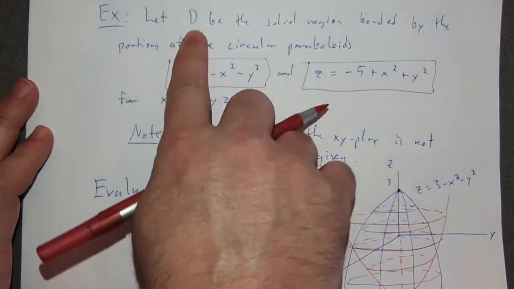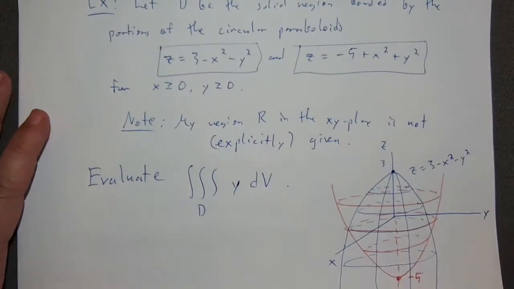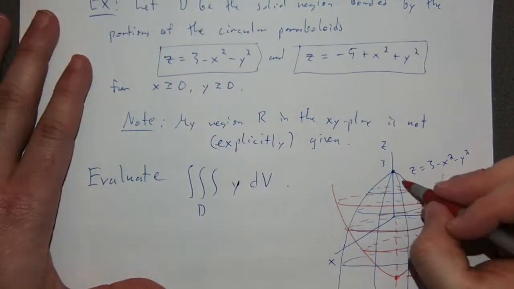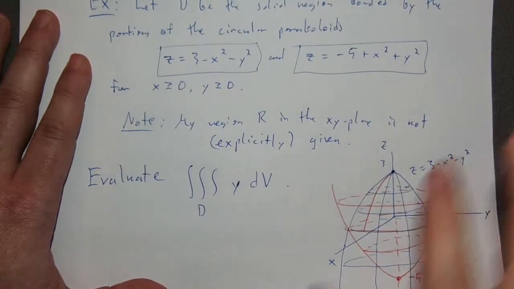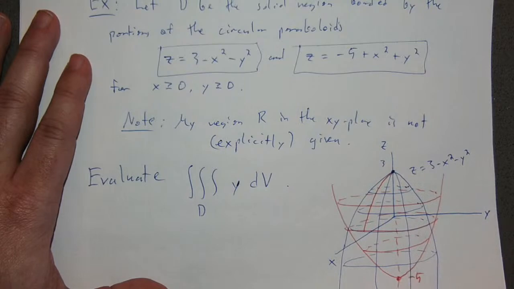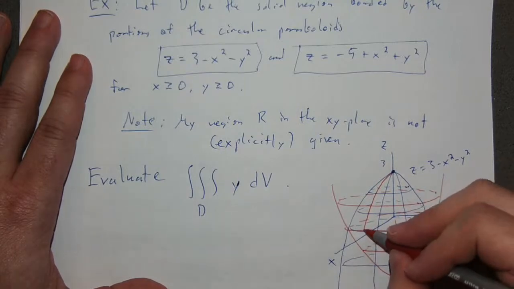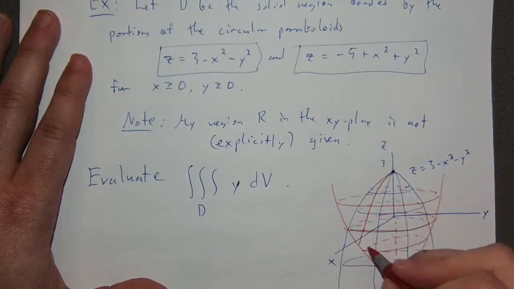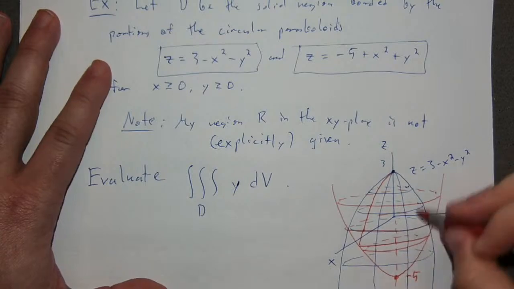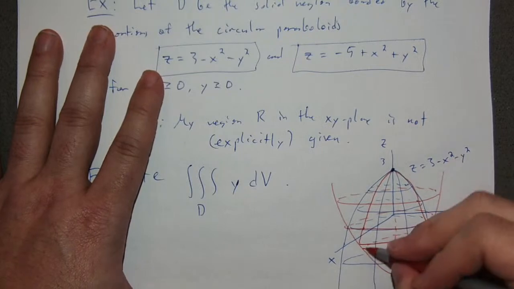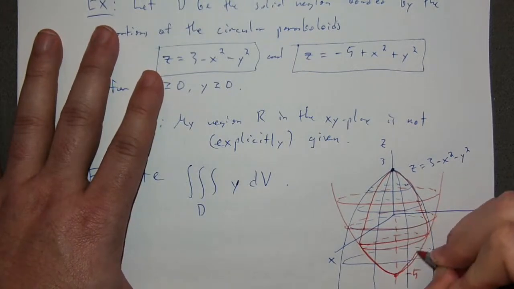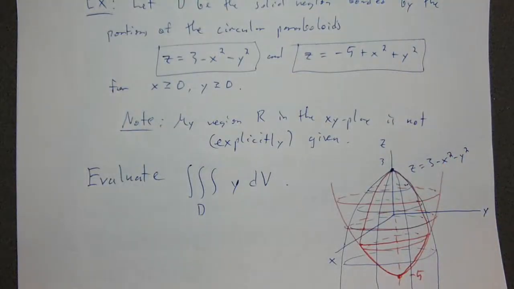Now, the region D, thus described, is this solid region I'm trying to outline here that is in this quarter of space facing me in this picture. It is bounded above by the top circular paraboloid, and below by the bottom one. So there's a top and there's a bottom. They come together, and they meet.